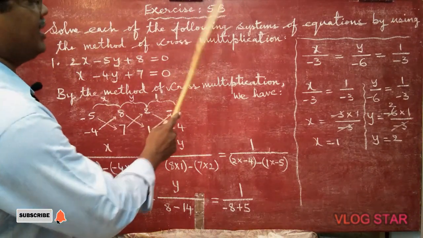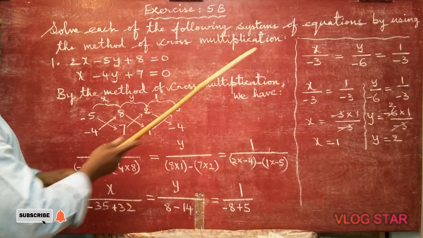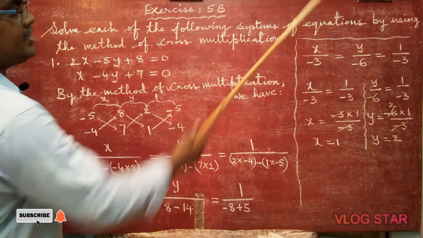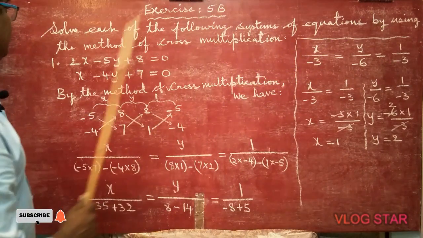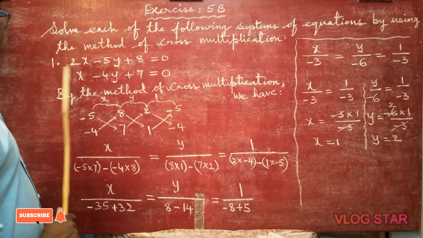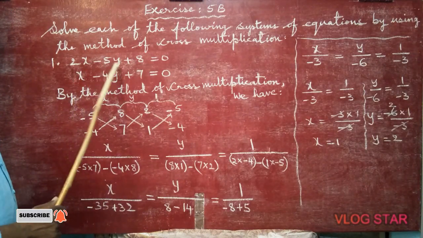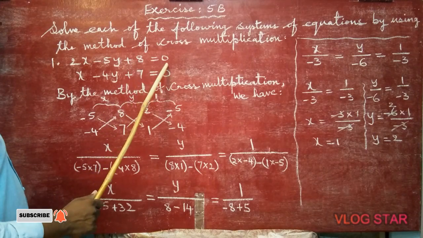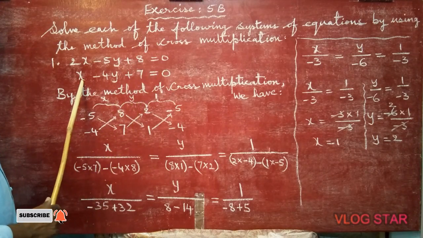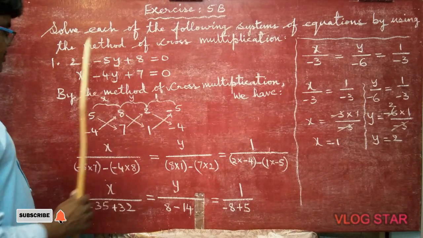Exercise 5B. Solve each of the following systems of equations by using the method of cross multiplication. First problem: 2x minus 5y plus 8 is equal to 0. x minus 4y plus 7 is equal to 0.